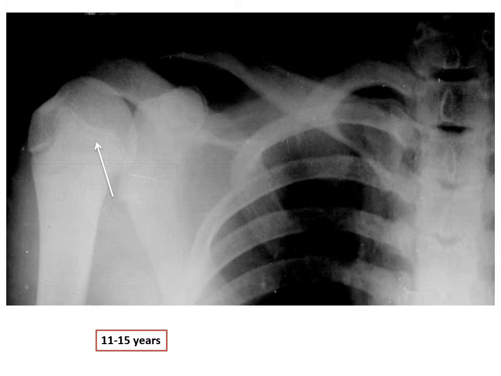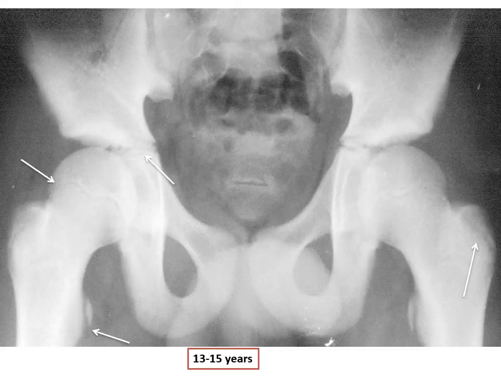How is the conjoint epiphysis formed? It is formed by the fusion of greater and lesser tubercle with the head of the humerus. So as per this, the person is about 11 to 15 years.